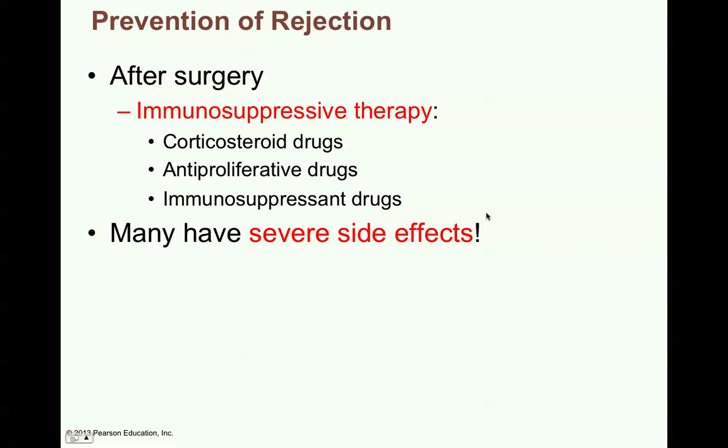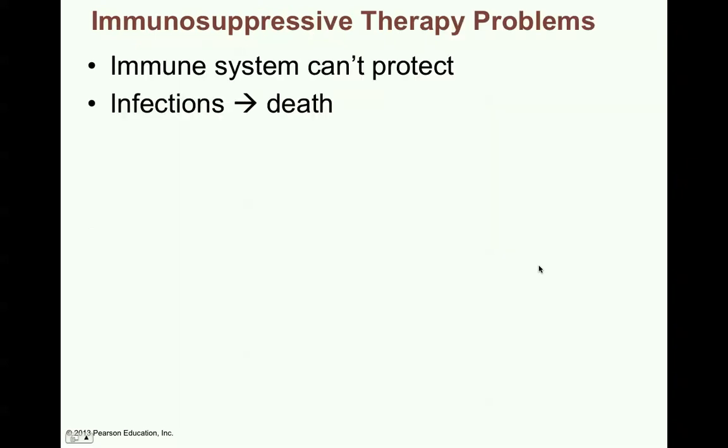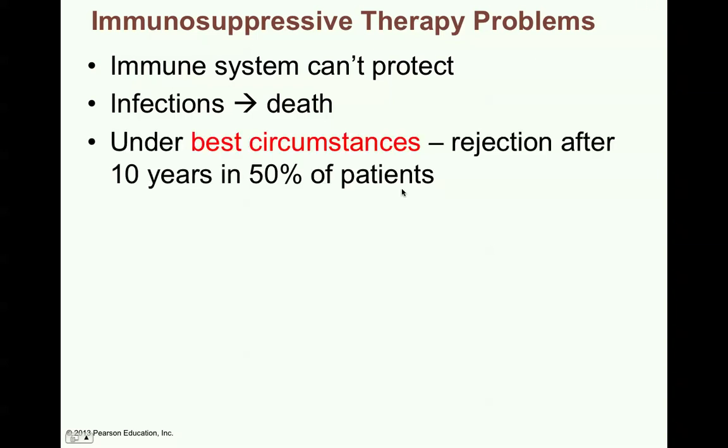Obviously, these can have very severe side effects. One of them being that if you develop an infection, you will not have as strong of an immune system and you can actually die from that infection. Or if there's a different kind of cancer that begins to develop, when we reduce the immune system, we have seen that cancer can develop much more quickly. So when you're taking these immunosuppressive drugs or treatments, your immune system can't protect against infections. Again, they lead to death. Under the best circumstances, rejection will occur within 10 years in about half of the patients.